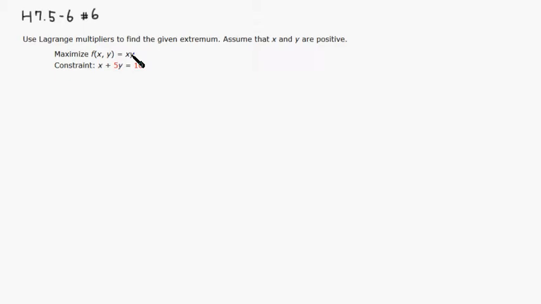Alright, so this is going to be f, and I need to rewrite this constraint a little bit. So we can subtract x and subtract 5y. So we can write it as 0 is equal to 10 minus x minus 5y, right? So this is our g of x. So I'm going to call this guy g of x comma y, right?